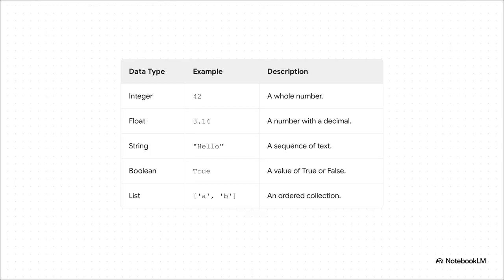And what kind of stuff can these labels point to? Well, all sorts of things. The most common ones you'll see are integers for whole numbers, floats for numbers with decimals, strings for any kind of text, booleans, which are just a simple true or false, and lists, which are basically just ordered collections of other things. Each of these types has its own rules for what you can do with it.